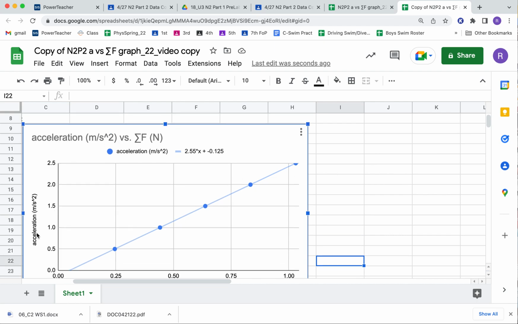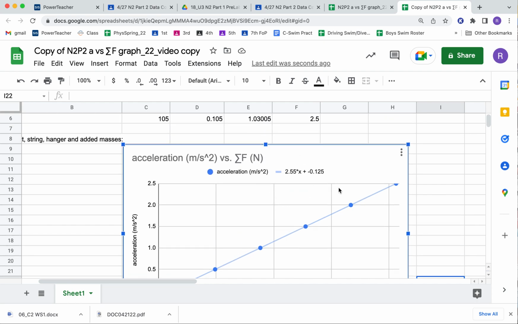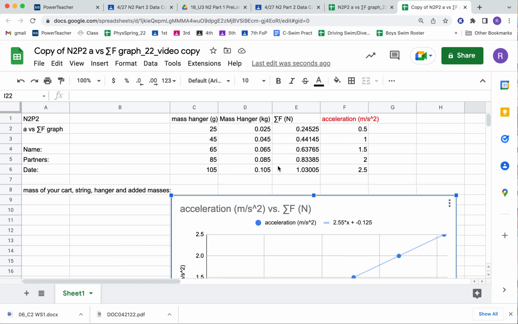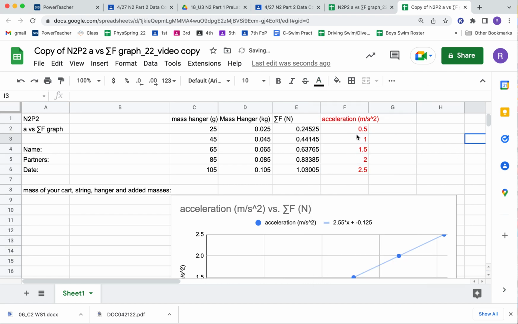You should have a title, label, and units for each of the axes, and you should have gone through and used the chart editor and series and used the label to find the slope of the graph. Again, this slope should not be in line with what your slope is, but we'll take a look at those. Remember, all the values that I put in that column, I put those in red, and those would be false data. You need to put in your own values there. I hope that helps.